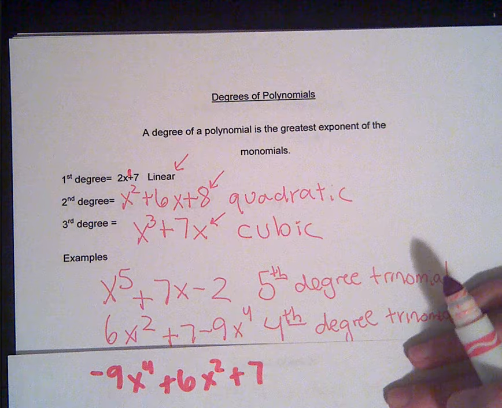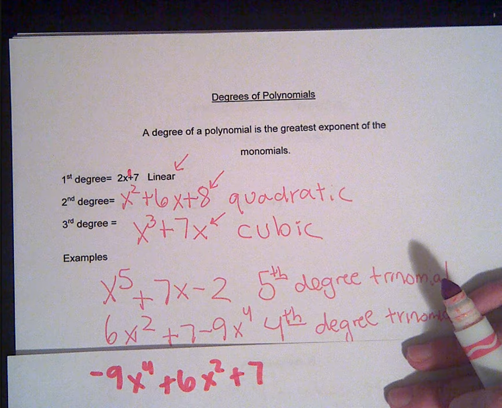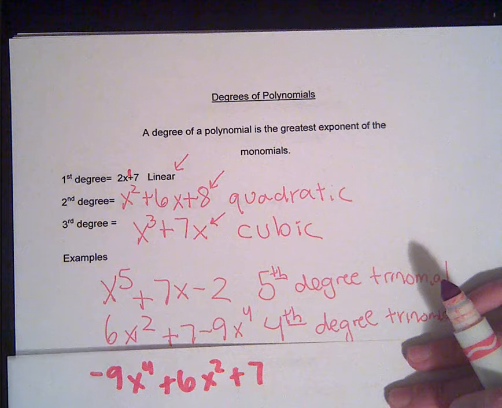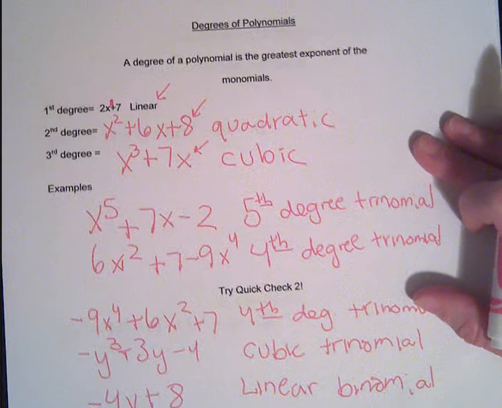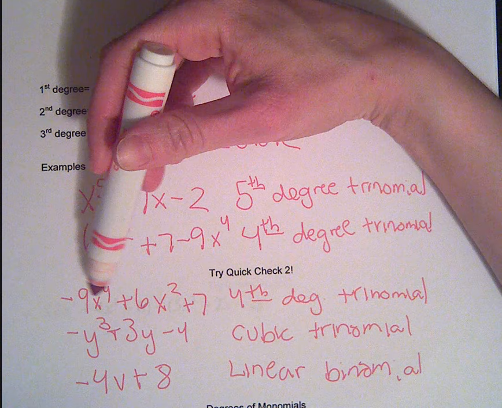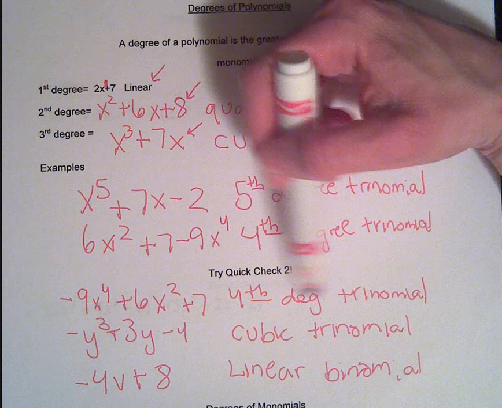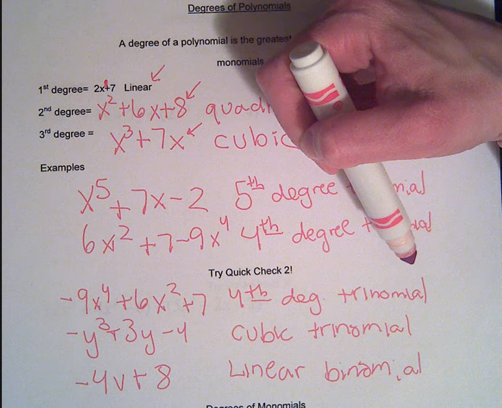Again, do Quick Check 2, A, B, and C. Pause the video, hit play when you're ready. Okay, here's what you should have had for your answers. We actually did this first one together. So this negative 9x to the 4th plus 6x squared plus 7 is a 4th degree trinomial, because you were supposed to name it also.